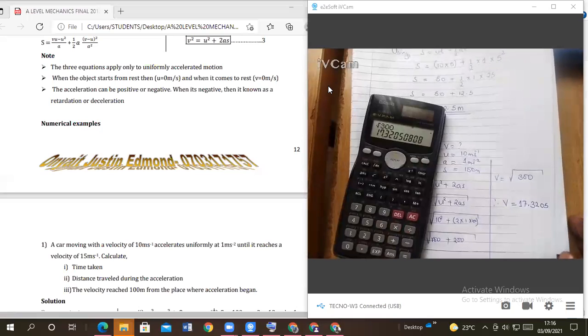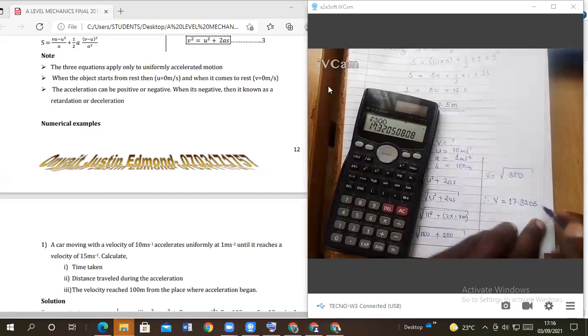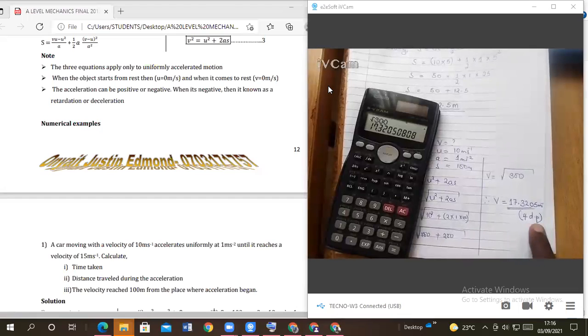To four decimal places. What is missing? When I leave my answer like that, is it correct? No. What is missing? Units. Unit, good. Very good, members. Then you write the accuracy. You write the degree of accuracy of your answer. This one we have given to how many decimal places? To four decimal places.